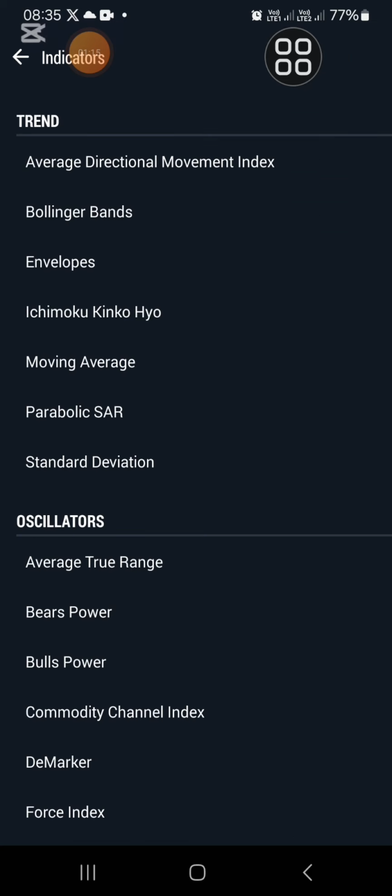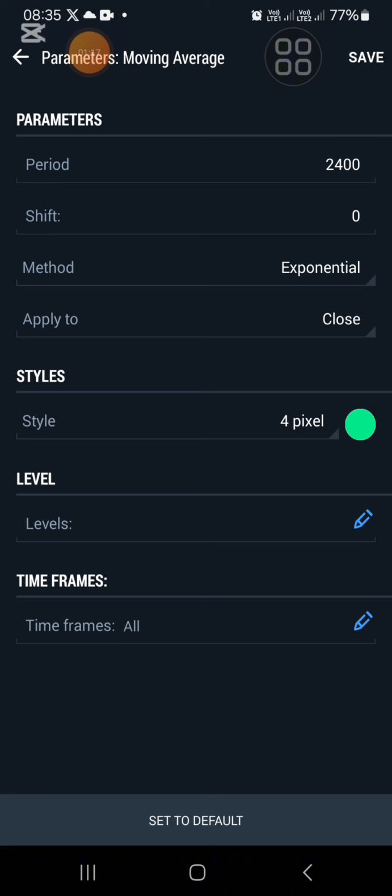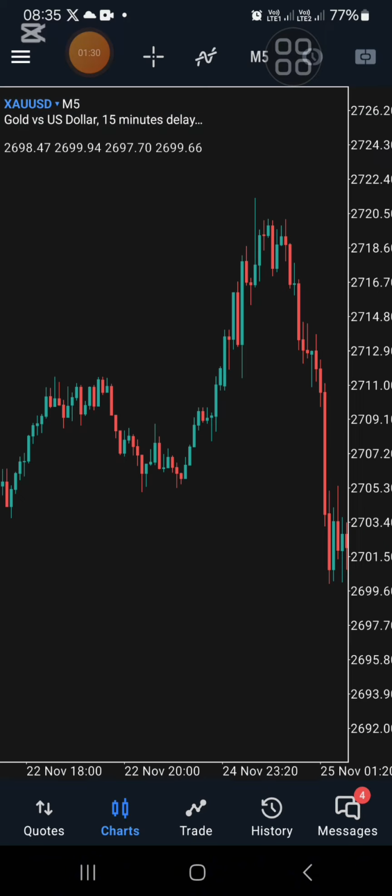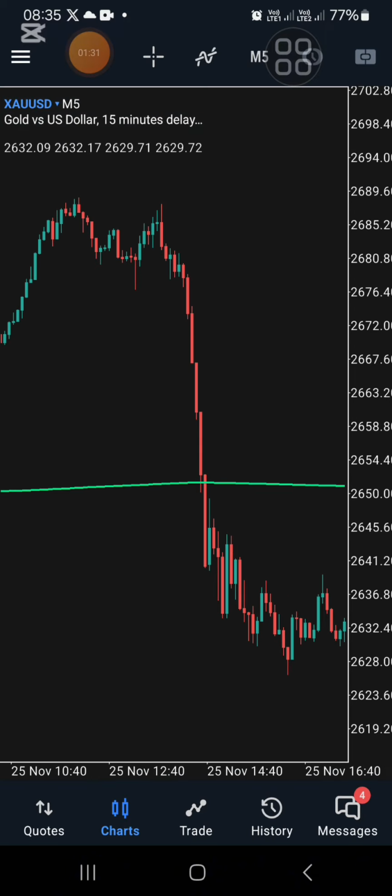So the first indicator that I'm going to make use of is a moving average, and it will have a period of 2,400. Shift 0, method exponential, apply to close. Then the style is going to be 4 pixels with the color line. So you're going to click save, and we now have our first indicator, which is the line that you see on your chart.